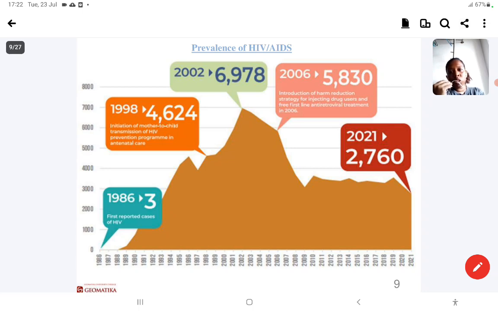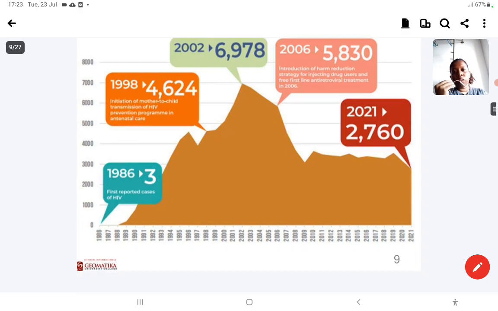In 2002, 6,978. In 2006, 5,830. This is the introduction of harm reduction strategy for injecting drug users and free first-line antiretroviral treatment in 2006. In 2021 it was 2,760, which is the number of people infected by HIV/AIDS. Okay, next we move to the next slide.